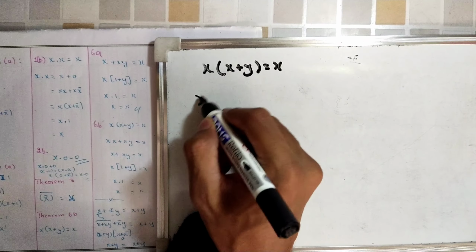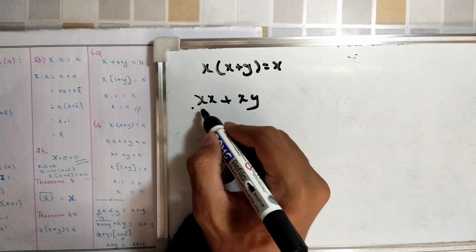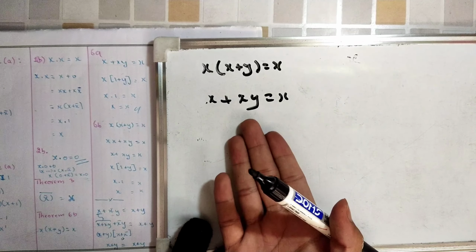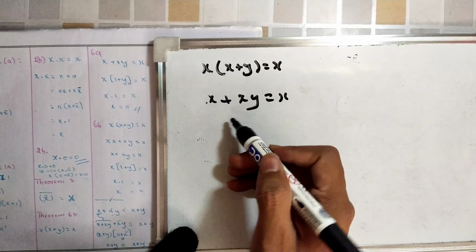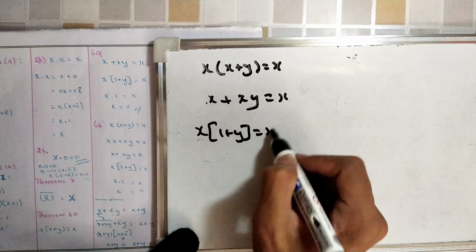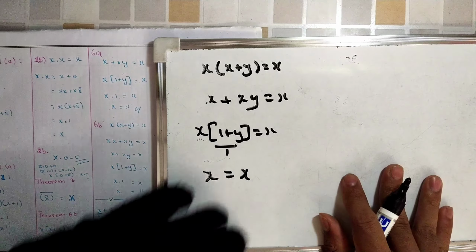Just multiply it, you will get x into x, xx plus xy. So again you can write x into x as x, right? So again x. So this is the same thing we had in a part. So just take x common again, 1 plus y is equals to x. This is nothing but 1. So we will get x is equals to x.